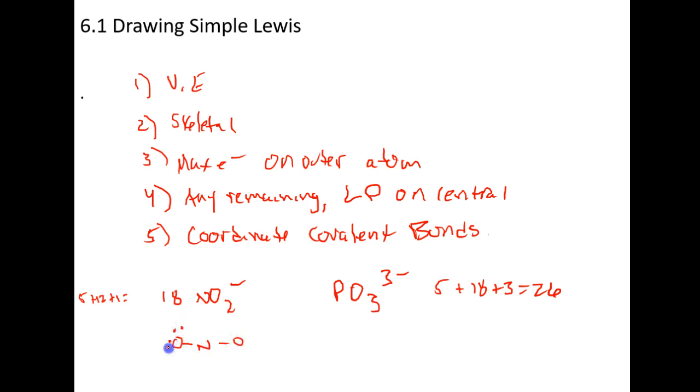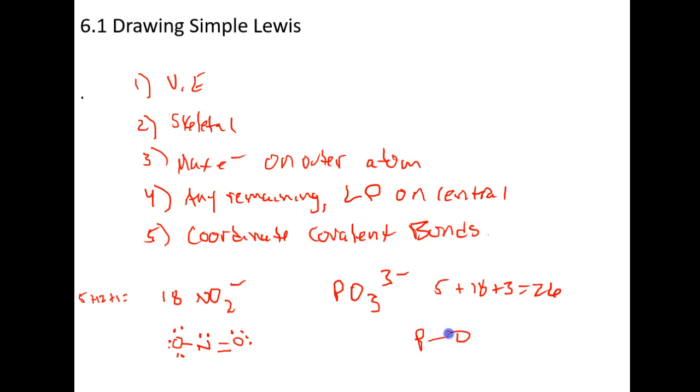Put on maximum electrons. Okay? So that is how many? 8? That's 16. Any remaining as lone pairs. So that's my 18. And I have to make a coordinate covalent bond because I don't have an octet. So there you go. That's the structure of NO2.